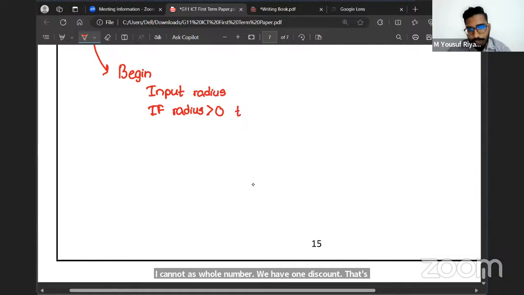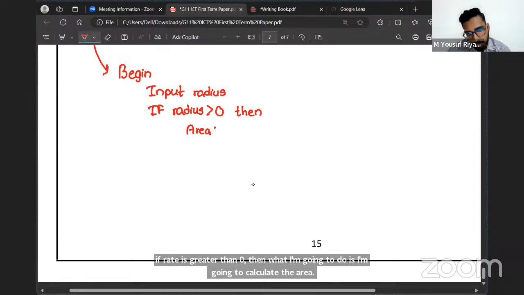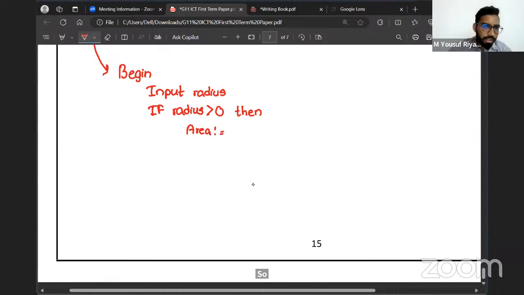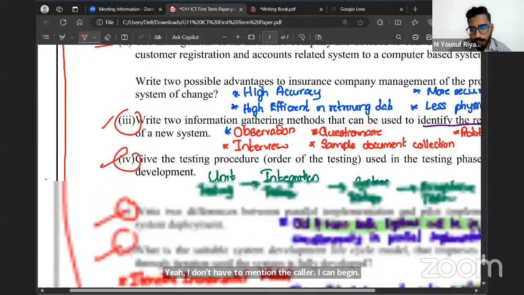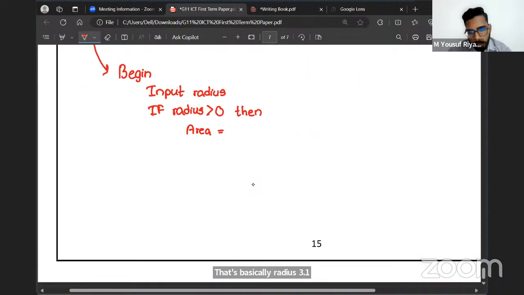So if radius is greater than 0, then what I'm going to do is calculate the area. So then area is going to be equal to... I don't have to mention the colon, because in pseudocode I can directly mention. Here they have given you how to find the area. That's basically 3.14 into radius into radius. So I'm going to mention area is equal to 3.14 into radius into radius.